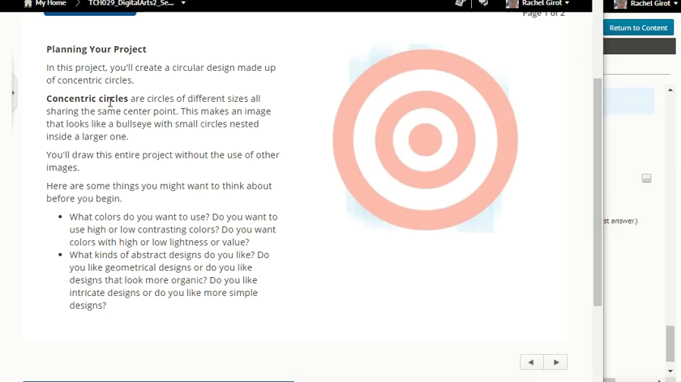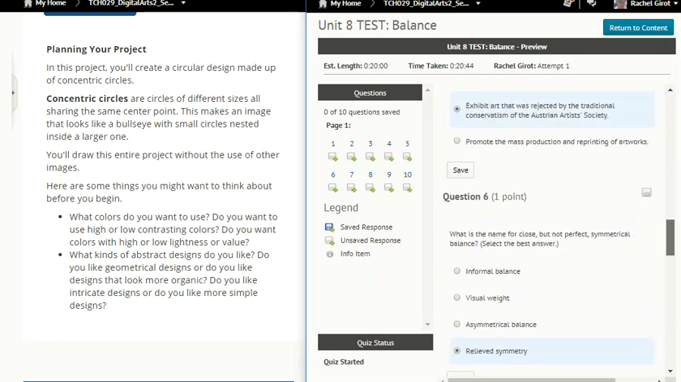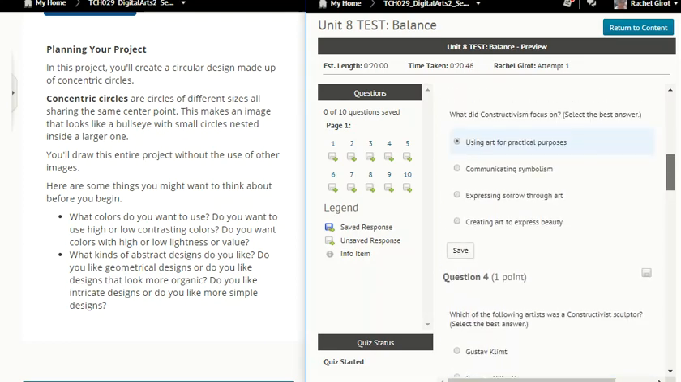All right, today you're going to be doing a project with concentric circles. Concentric circles are circles of different sizes, all sharing the same center point. Oh, I think we had a question. What do concentric circles share? The same center point. Very good. I think there might just be one question left that we haven't answered.